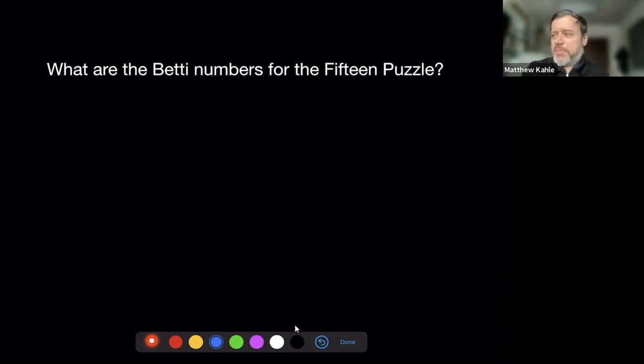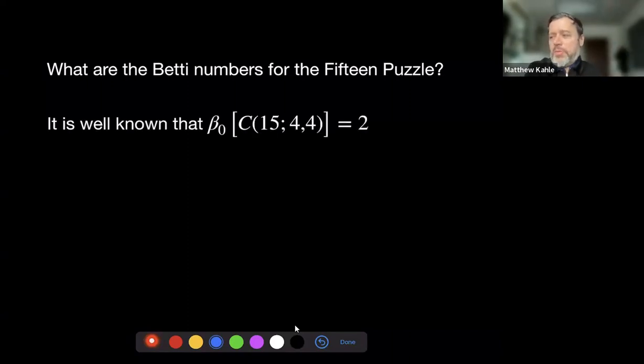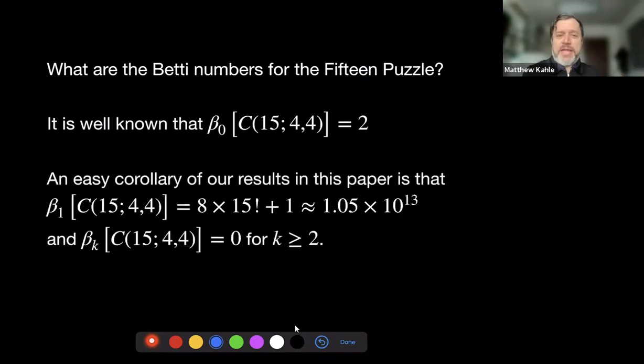So what are the Betti numbers for just the 15 puzzle? This is the case n equals 15, p equals q equals 4. I think it's well known that the 0th Betti number is 2, that there are 2 connected components. But is there any higher homology? The kind of thing that we can prove with the methods in this first paper on hard squares is that Betti 1 is exactly this huge number that's roughly 10 to the 13, and there's no higher homology above Betti 1.